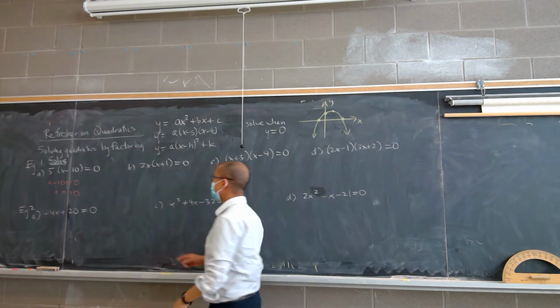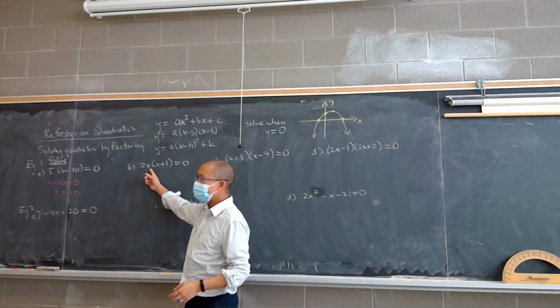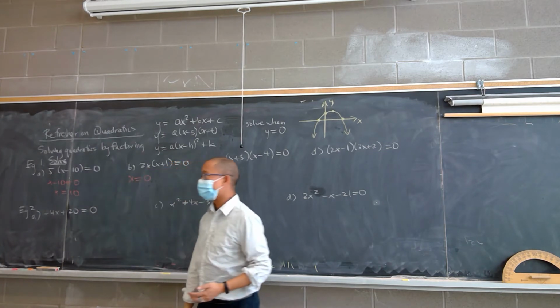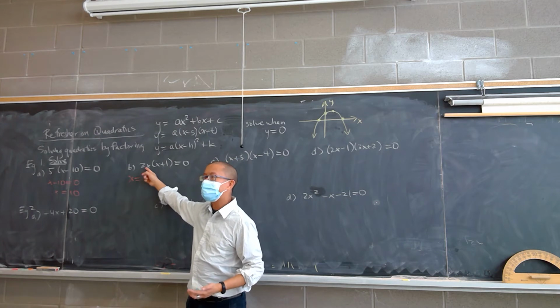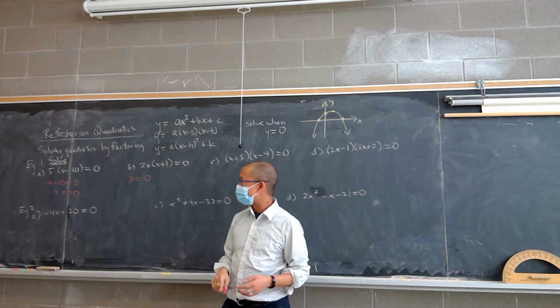2x times x plus 1. Again, this is already in factored form. You can't do anything with the 2. So this solution is x equals 0. That's for this one. Everyone see that? Because if x was ever 0, this equation would be 0. That's why I think a lot of you know what we're doing.